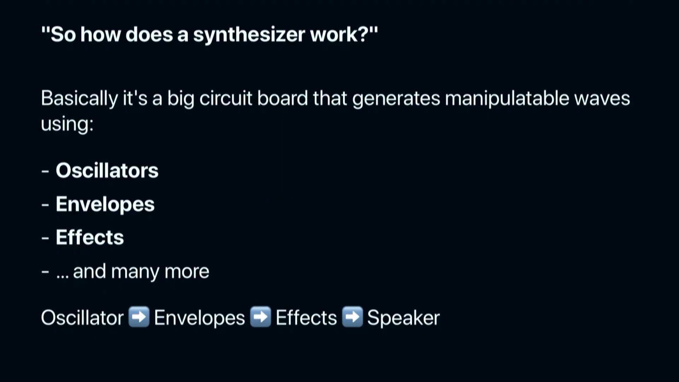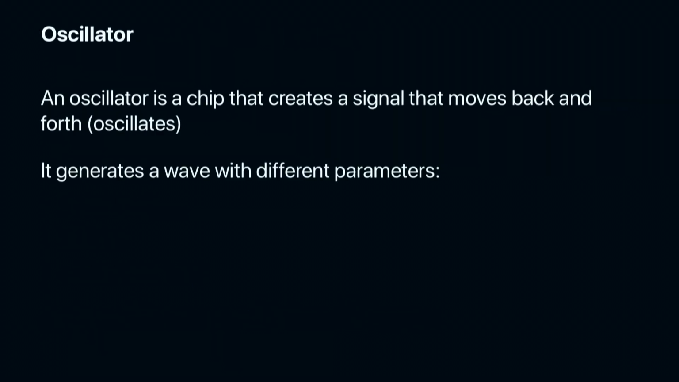So speaking of how they work, it's basically just a giant circuit board whose sole purpose is to make manipulatable waves. And so this works through 3 primary things as well as a bunch of other things. It starts with an oscillator and then flows through some sort of envelope to control that oscillator, then flows through some sort of effects to amplify it or do something with it, and eventually out to the speaker. So an oscillator is a chip that creates a signal that moves back and forth, much like a wave.